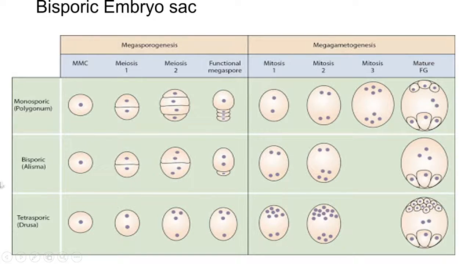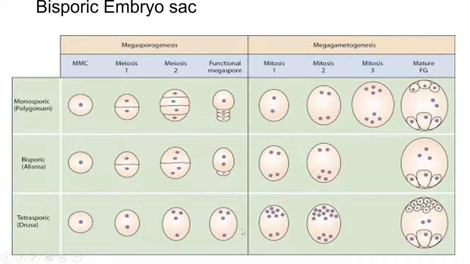Now the third one is the tetrasporic embryo sac. It is a special type of embryo sac development in which the megaspore mother cell divides by meiosis first and meiosis second to form 4 haploid megaspores without any wall formation. The megaspore mother cell possesses 4 haploid nuclei at this stage. All these 4 haploid nuclei get organized for the development of the embryo sac.